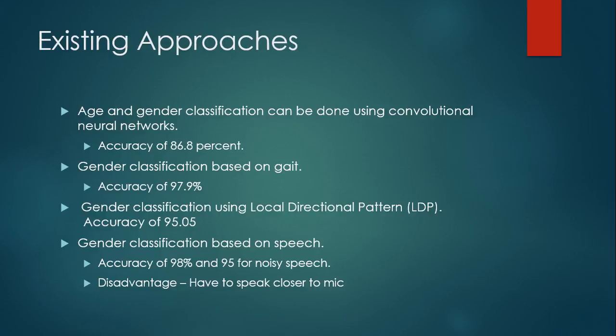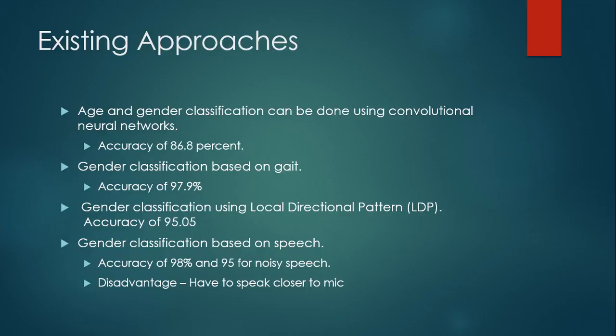Existing approaches. I have researched a lot on the internet for existing research papers on gender classification, and these ones I think are very close and related to the work I'm doing here. The first one is that gender classification can be done using convolutional neural networks, and the accuracy they achieved was 86.8%, which is not that high.